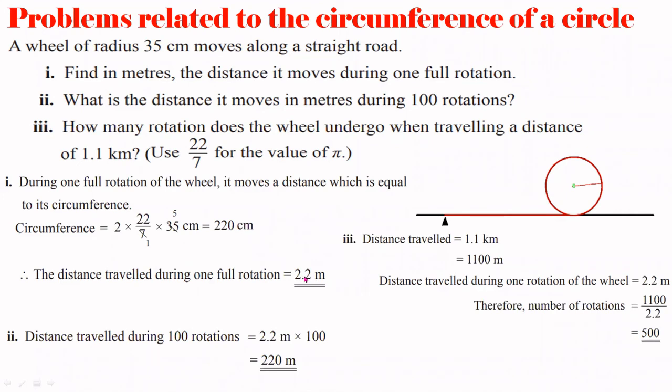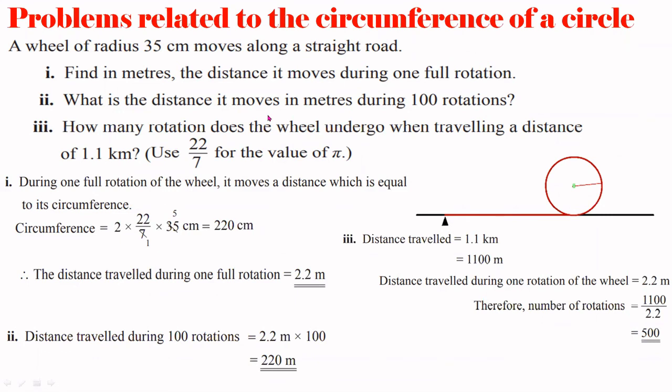220 centimeters. Since 100 centimeters equal 1 meter, when you divide by 100, that means separate 2 decimal places. So 2.2 meters. That is equal to 2.2 meters.